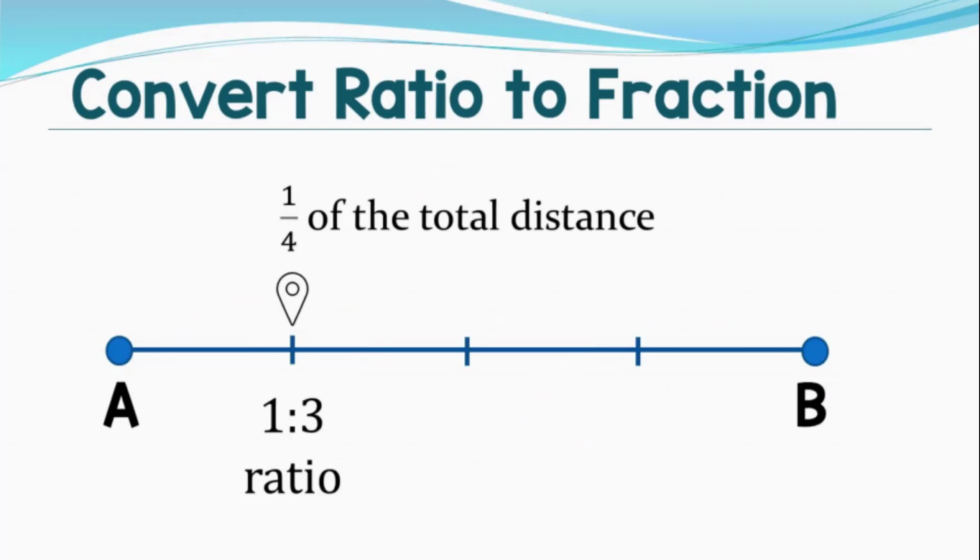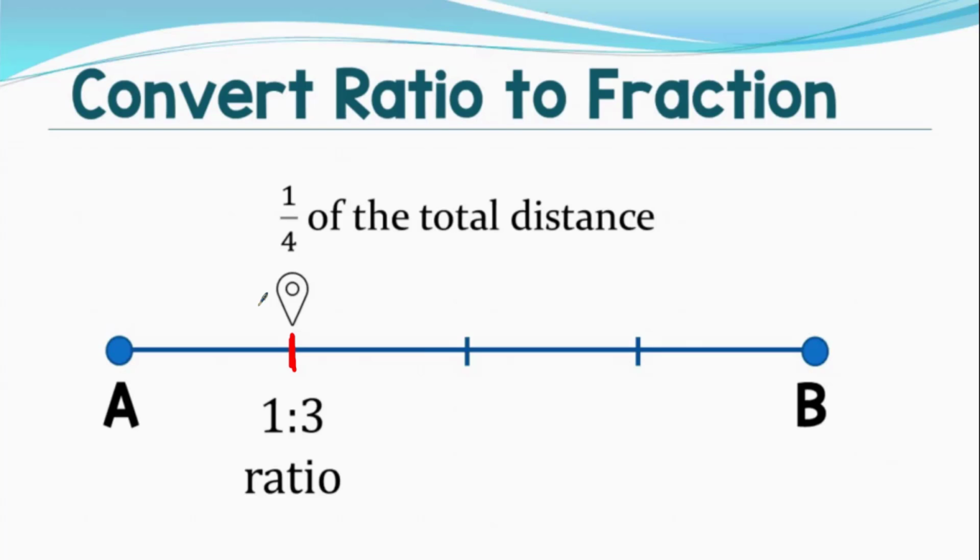Let's take a look at another example. So this segment is partitioned into 4 parts. And so this right here is 1/4 of the way. So 1 out of 4 is the fraction that would represent 1/4 of the total distance.